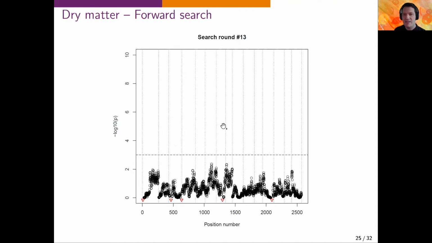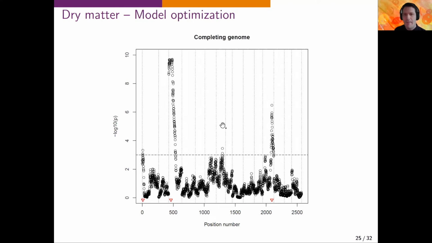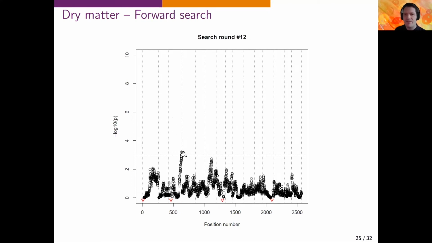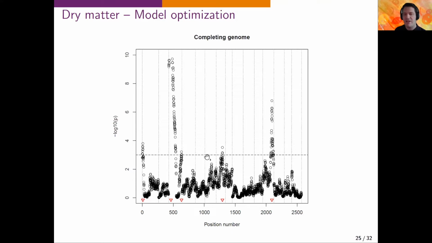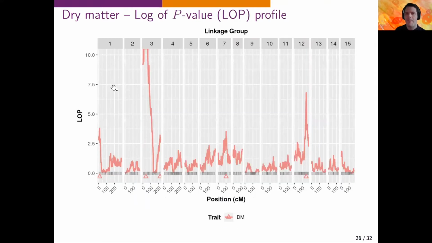Actually I add this one first, and then I cannot add anything else. And then I again test every single QTL conditional to all the other QTL in the model. And I realize that all of them are significant under this higher threshold, right? So this is the final QTL profile, and the QTL peaks are represented here by triangles, right?